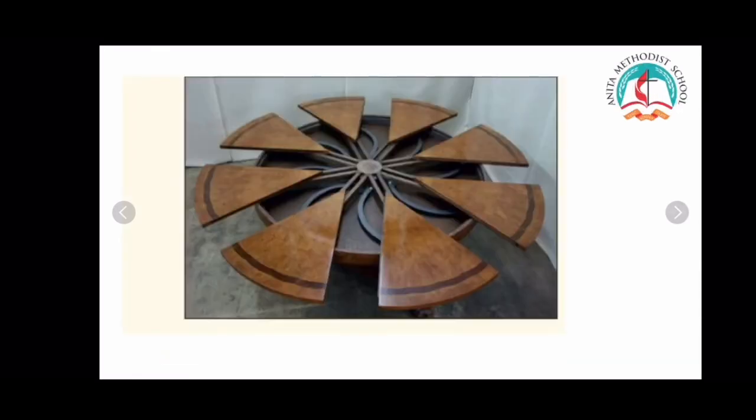Thank you. See children, now this circle is divided into equal parts. Have you seen this picture? So this circle is divided into equal parts. Each part is called a sector. I think now you all understood about the sector.